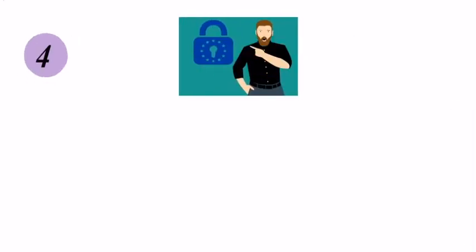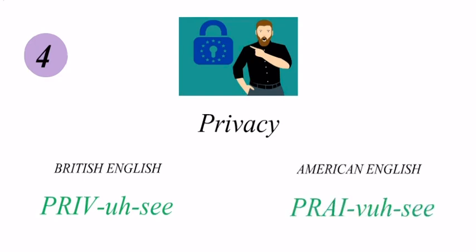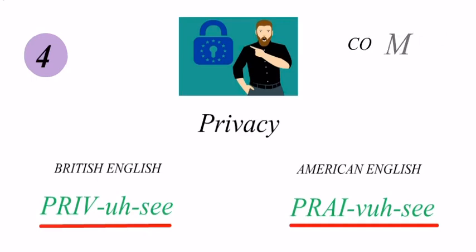Number 4. This one's my favorite. How do you pronounce this word? In British English we pronounce it as privacy, and in American English we pronounce it as privacy. Well, for me, I keep switching between both the pronunciations, and do let me know in the comment section which pronunciation do you follow.